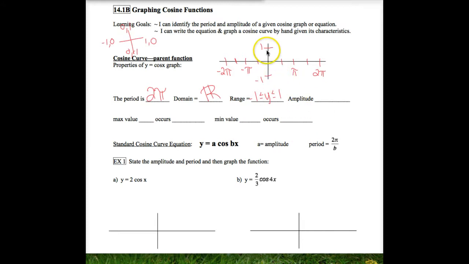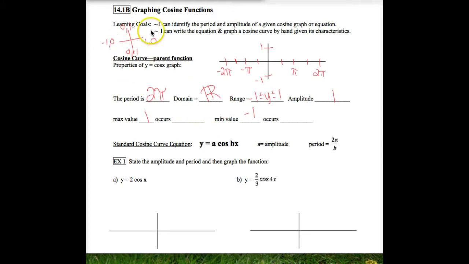As you can guess by the way that I labeled the y-axis, the amplitude of your cosine function is also 1 because, again, remember that amplitude represents the distance from the middle of the graph, which we call the midline, to the top of the hill or the midline to the bottom of the valley. So our max value is going to be 1 and our min value is going to be negative 1. Now, where they occur is the part that's going to be different than it was on the sine curve.